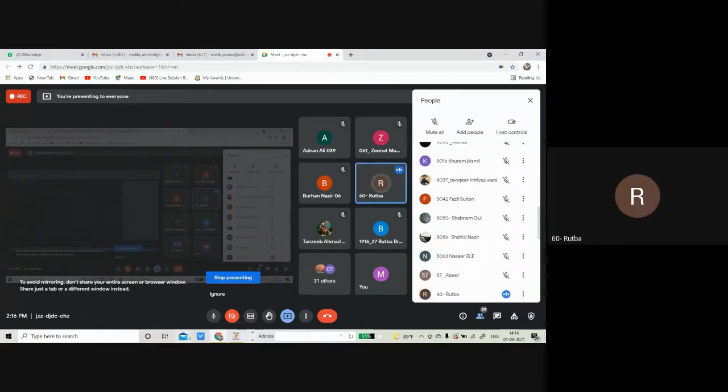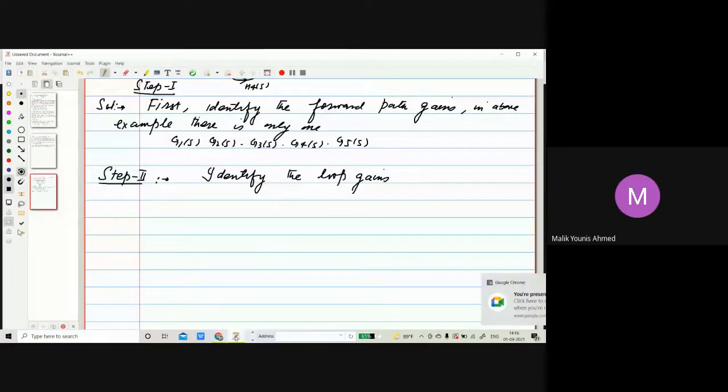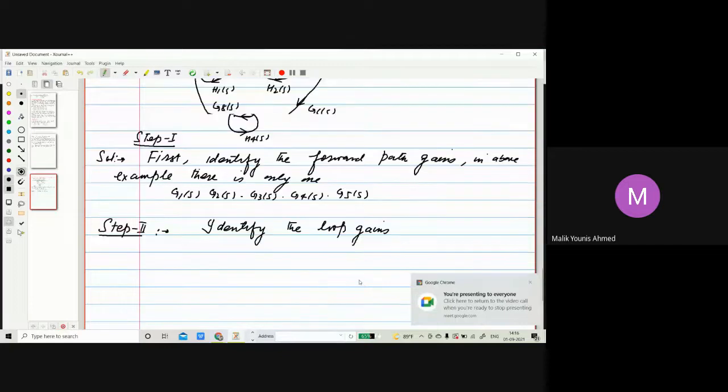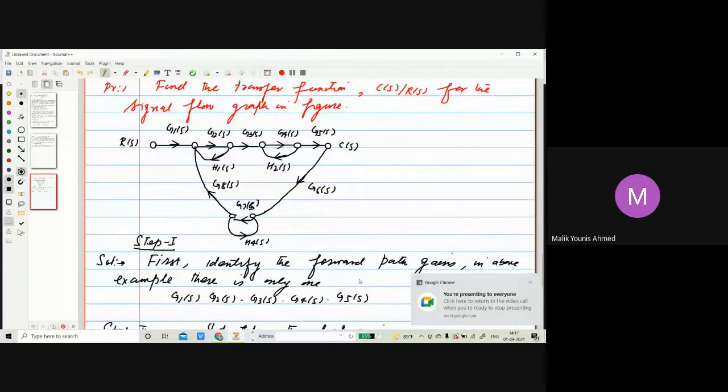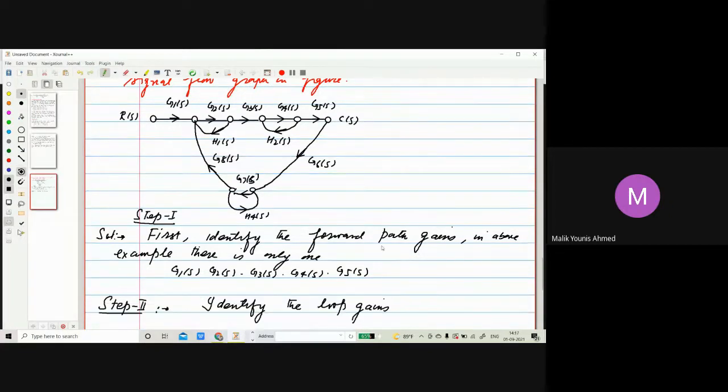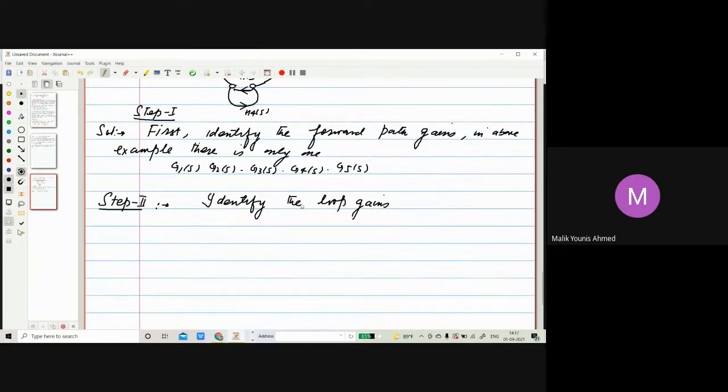Assalamualaikum, sir. Walaikum salam. Tell me, identify the loop gains in this case. Shabash, how many loop gains are there? Sir, 3. No, not 3, there are 4. Look carefully. One is G2 of S H1 of S. Another is G4 of S H2 of S. Another is G7. That makes 3. Where will the bigger one go? That is also a loop gain.